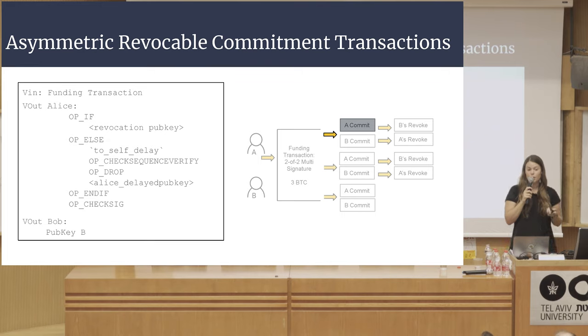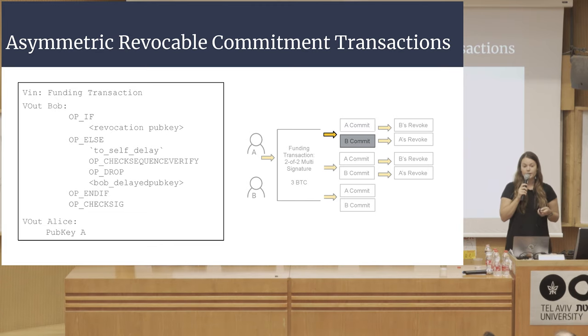And then finally, Bob's output is completely unhindered. So you cannot broadcast old states and pretend that someone has cheated you because Bob's coins are available to him immediately, and there is no revocation condition on this output. Looking at it from the other side, it is pretty mirrored for Bob, so it's also spending from the funding transaction because we're double spending, off-chain double spending. It still can be revoked by a revocation key. However, Bob's output is now delayed by the time lock, and Alice's output is unhindered.